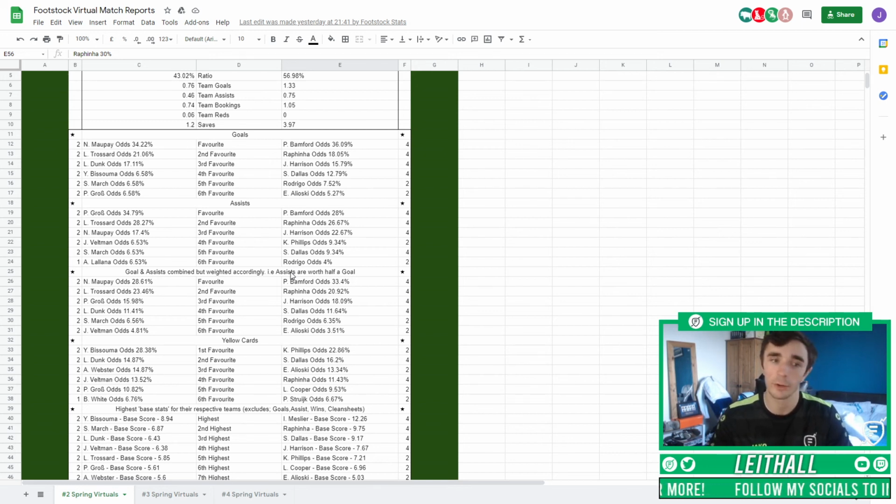They're free to you guys at the moment on the Footstockhub website. And yeah, of course, you don't want to be entering players with very low base scores and or with no physical chance of scoring or assisting.